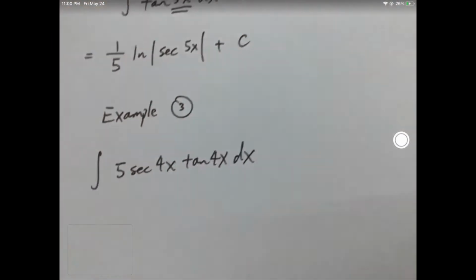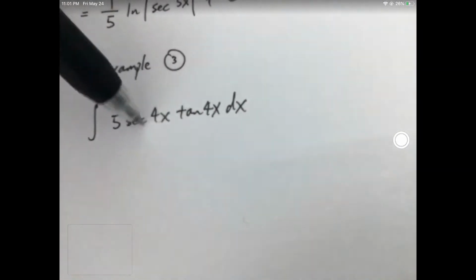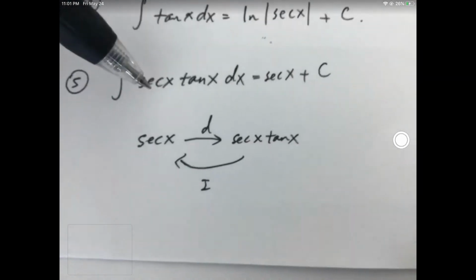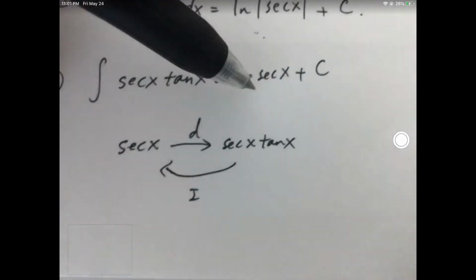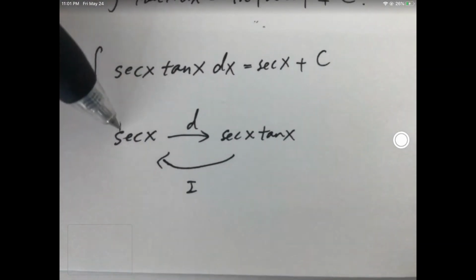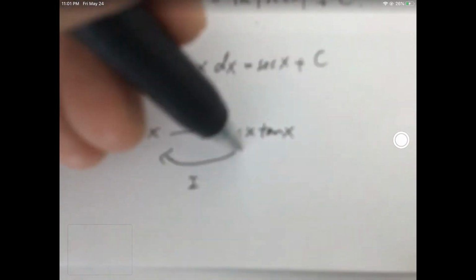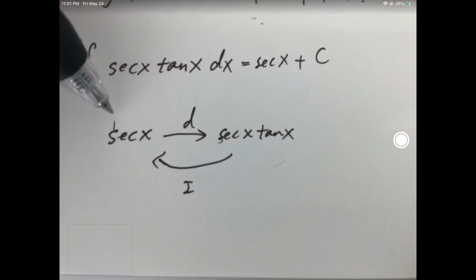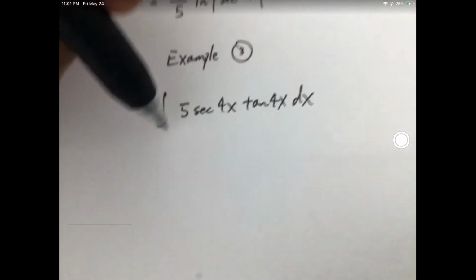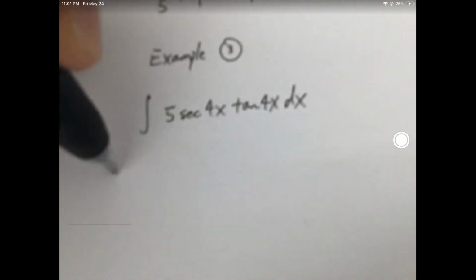So now this would be example 3. We're working with 5 secant 4x tan 4x dx, and then we take the integral of that. So from the earlier established definition, that would be secant x plus c, and then remember the derivative of secant x is secant x tan x, and then we just know that, so then we do the opposite.